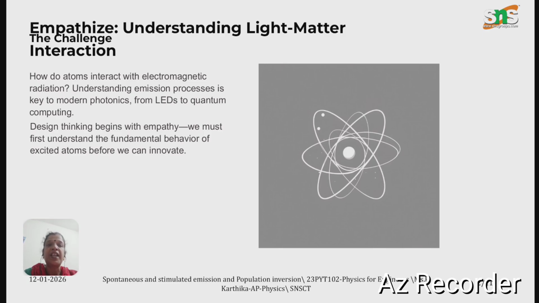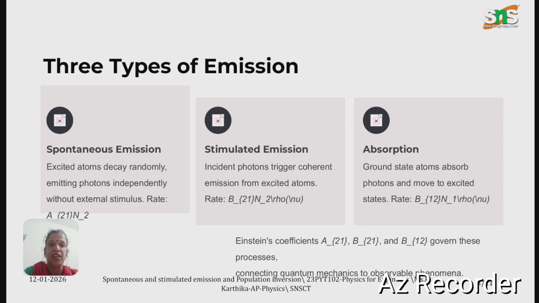And then the design thinking begins with empathy. We must first understand the fundamental behavior of an excited atom before we can innovate. Here we can see the three types of emission: spontaneous emission, stimulated emission, and absorption.